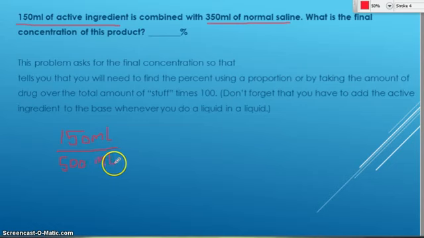And again, once we do this division, we're going to always multiply by 100. And again, the reason we're multiplying by 100 is to change it to a percent. So we'll put this in the calculator. 150 divided by 500, hit your equals button, times 100 equals. And in this case, it's going to be 30%. So our final concentration is going to be 30%.